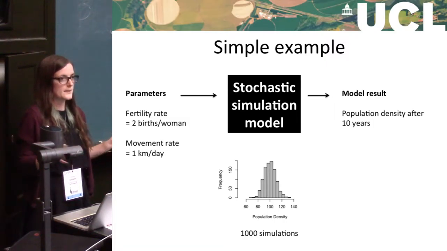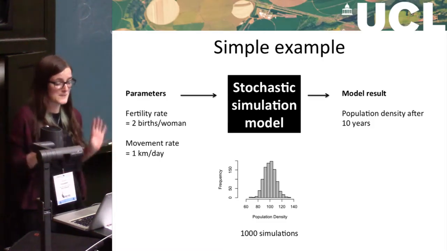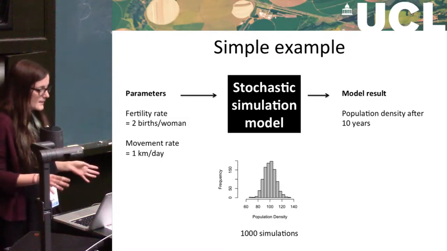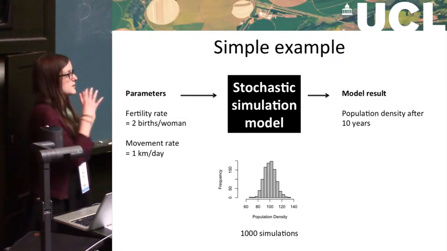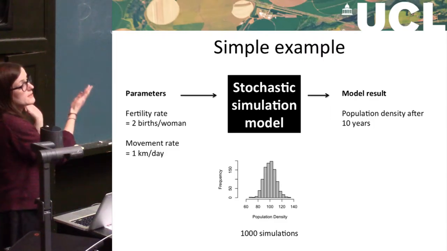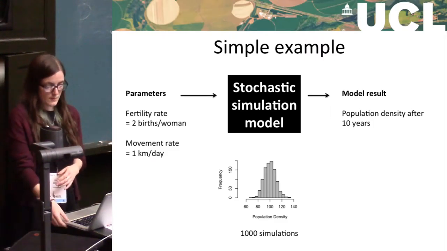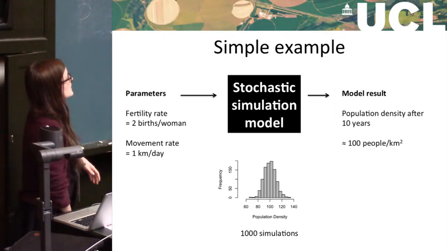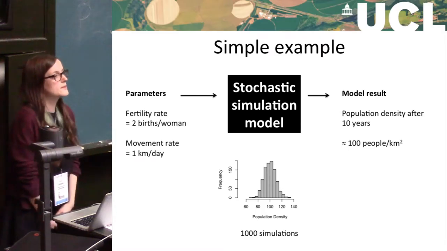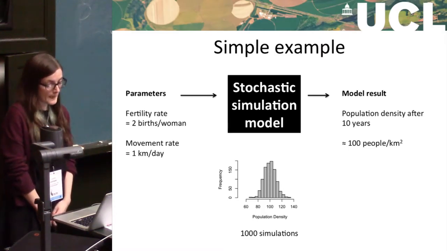Obviously, all models are different in their stochasticity, so you might not have to do it 1,000 times, but you may have to. And because of the law of large numbers, if you run it another 1,000 times, you should be getting a distribution which is close to this one. And then from this, you might get a statistic, say the mean, and that could be your result. So you might say, okay, the model's predicting that there should be 100 people per kilometer squared after 10 years.